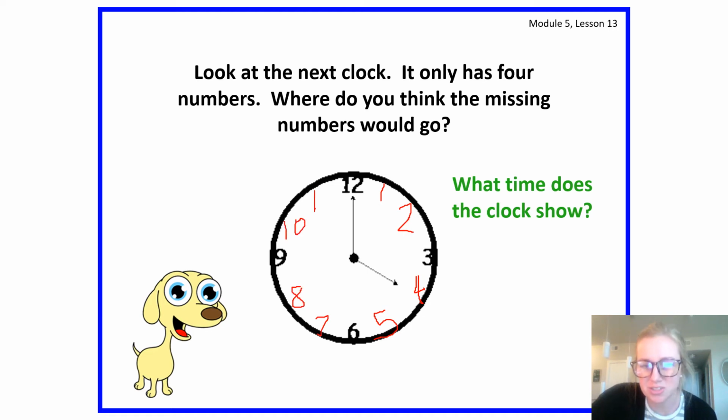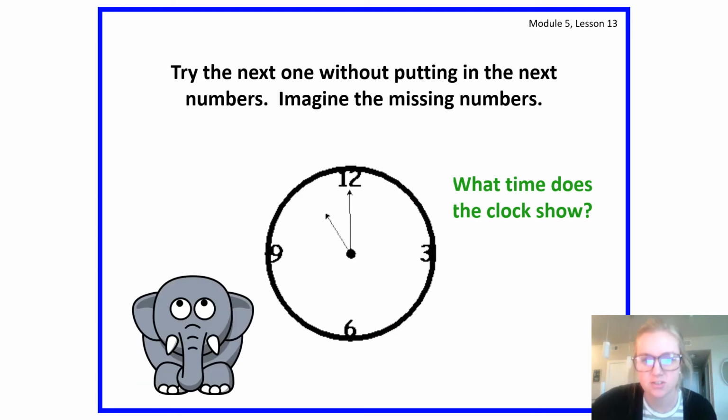Could I also just use my imagination and know that right after 3, the next number is 4? And if the minute hand is pointing straight up at the top, I know that that means o'clock. So what time do we see on this clock? Get ready. Yes, 4 o'clock.